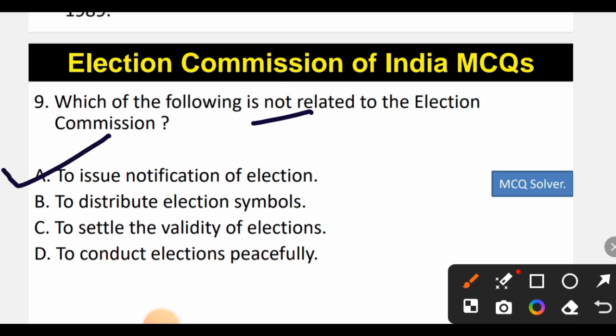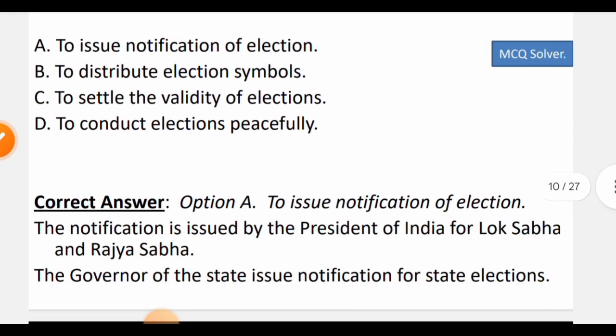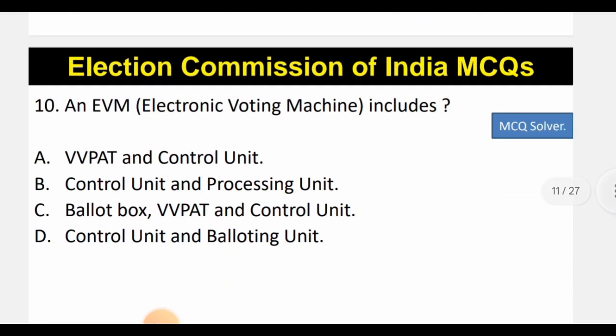So the correct statement will be statement A, that is to issue notification of election. It is issued by the President of India for Lok Sabha and Rajya Sabha, and for State Assembly it is done by the Governor of the state. So A is the correct option. Now let's move to question number 10.